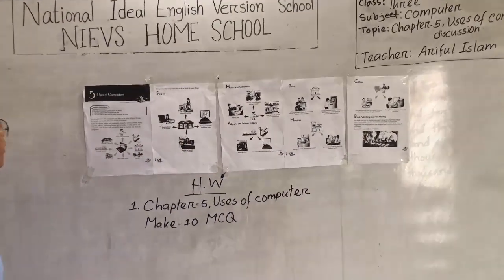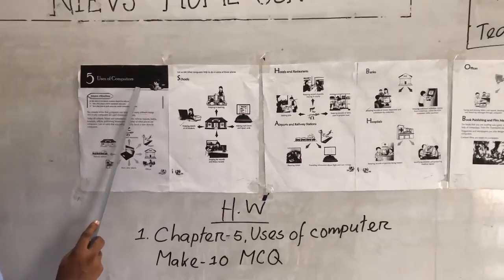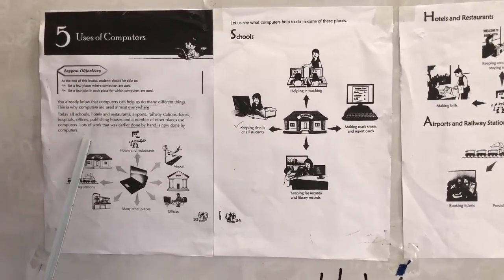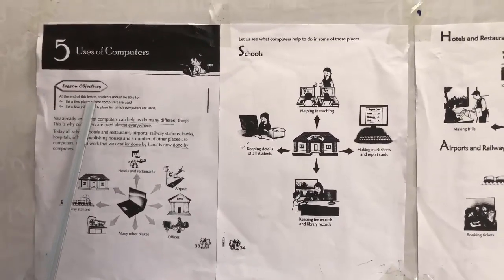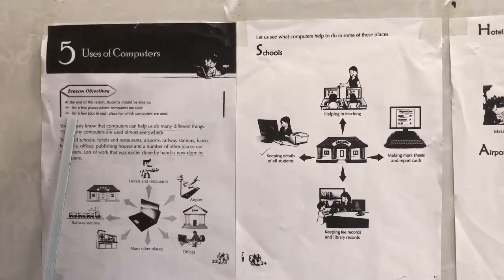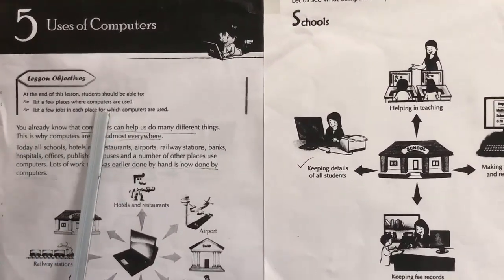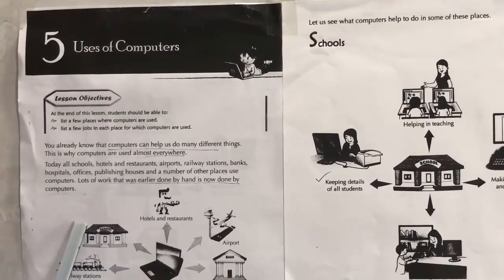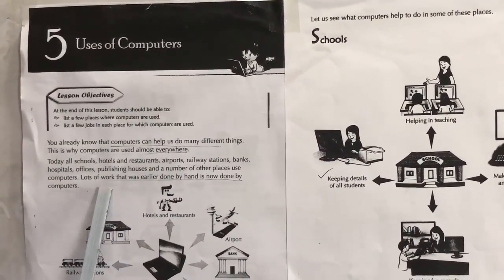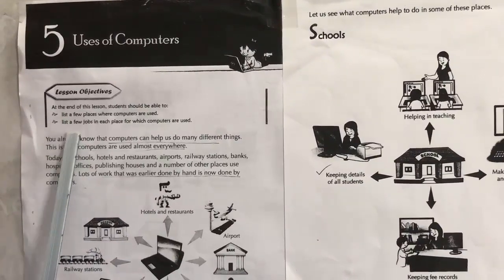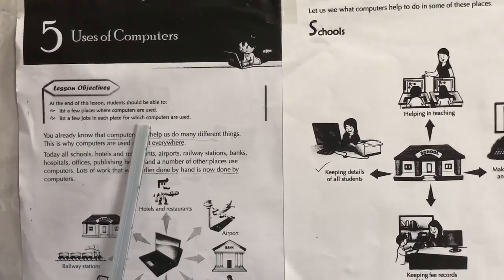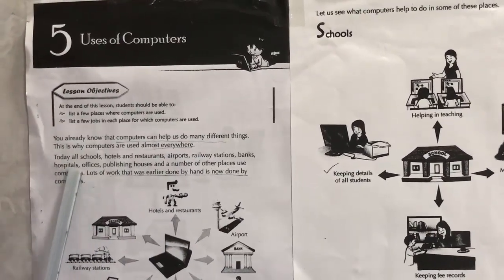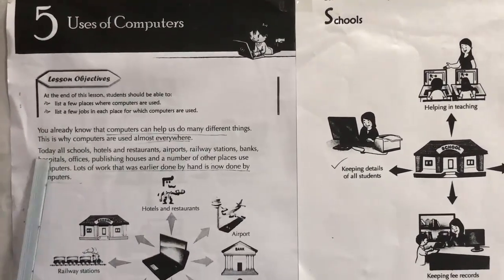My dear students, open a book, Chapter 5, uses the computer. Lesson objectives. What we will learn from the lesson. At the end of this lesson, students should be able to list a few places where computers are used. So we will know what kinds of places where computers are used. List a few jobs in each place for which computers are used. Okay. So we will start the lesson or chapter.